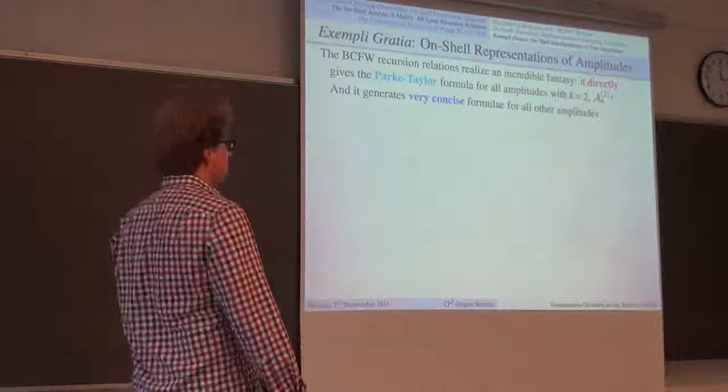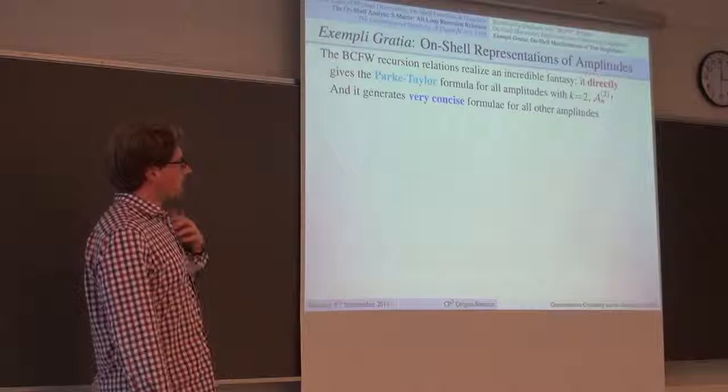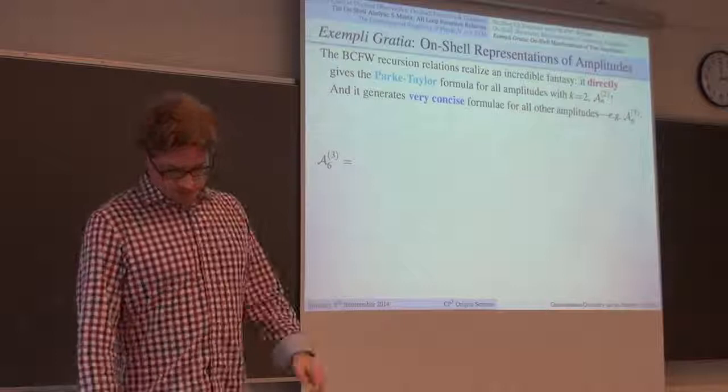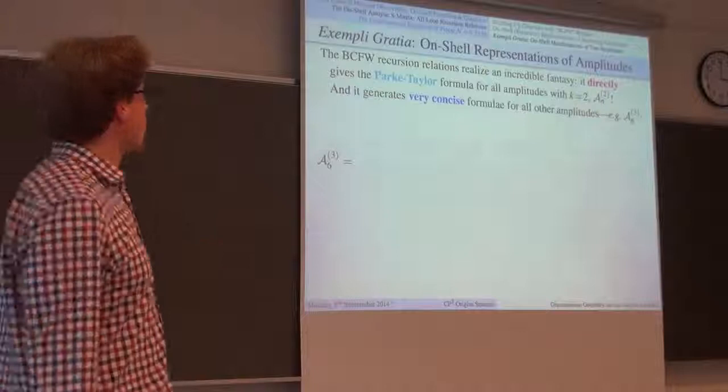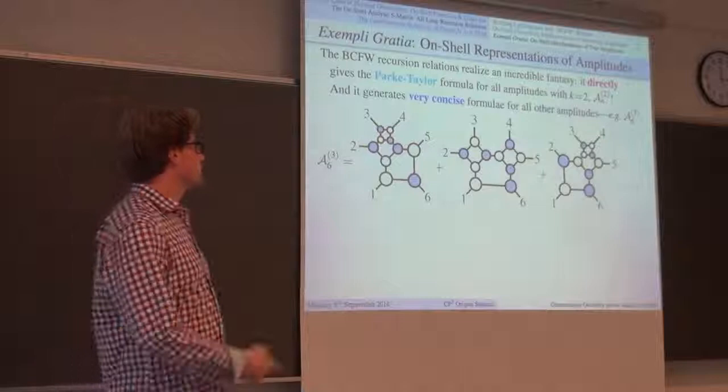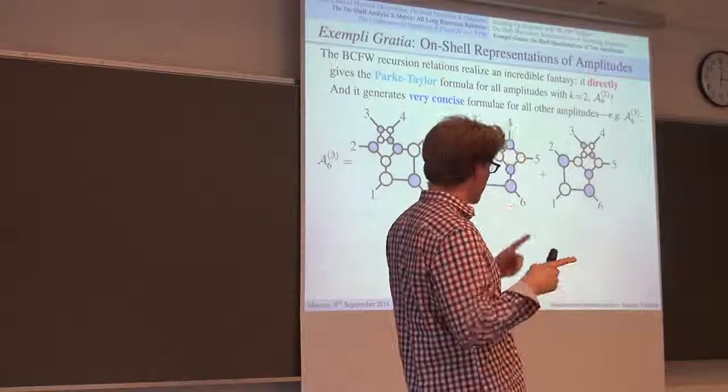Now, it also generates very concise formulas for all other amplitudes. It is by far the most concise way to represent any scattering amplitude in any theory with any gauge symmetries. The recursion relations happen to be just as bad as the Feynman expansion for phi 4 theory, but otherwise they're better than or equal to the Feynman expansion. So for six particles with k equals 3, there are three terms. We can recurse them, say, this way, and we get this nice three-term formula for the amplitude that doesn't have all the outgoing gluons with the same helicity.